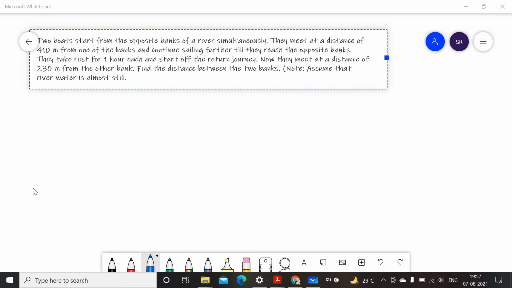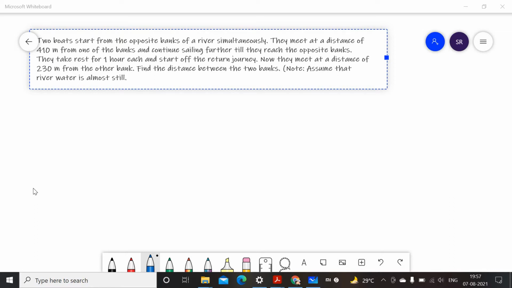Basically we are talking about those typical problems where we have to equate distance or we have to equate whatever is constant. So we have an excellent example of that type of sum. So let's read it out.